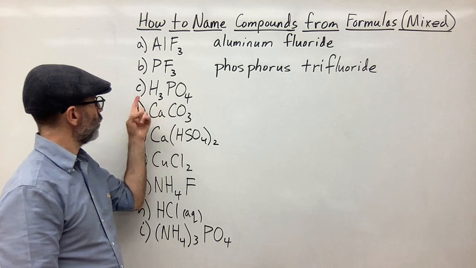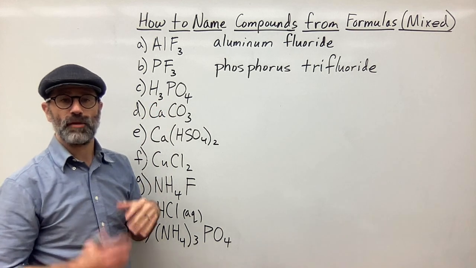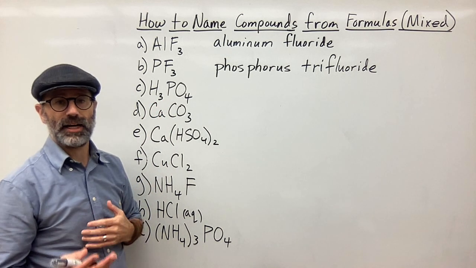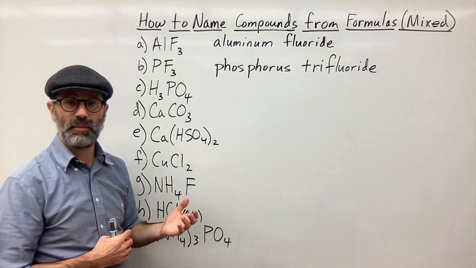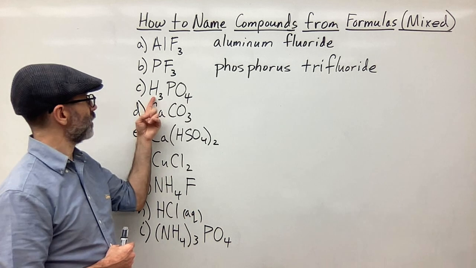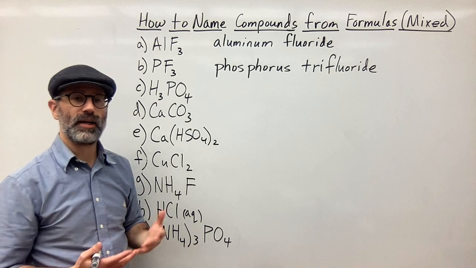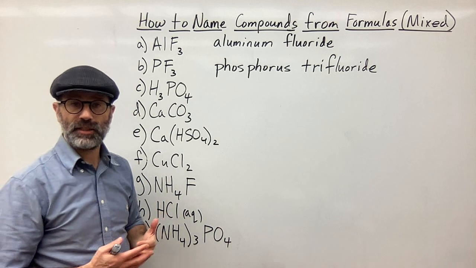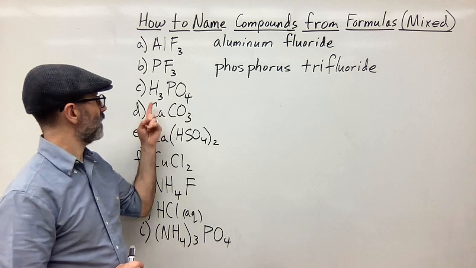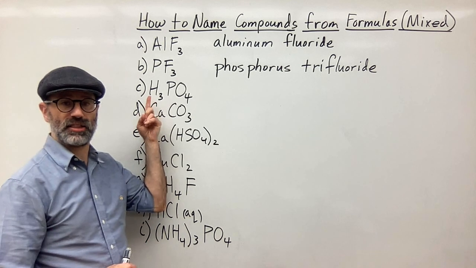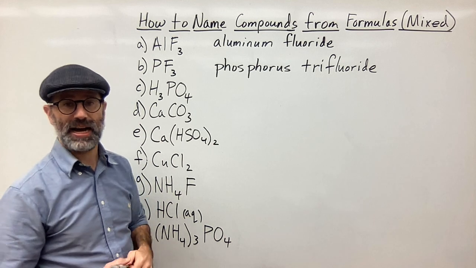Second or third, letter C, we have H3PO4. Again, first question is this ionic or covalent? Do we have a metal and nonmetal, or is it just nonmetals? In this case, hydrogen, phosphorus, and oxygen are all nonmetals, so we have a covalent compound. Second question, is this an acid or not? If it's an acid, it begins with hydrogen, and in this case, it does have hydrogen at the beginning, so this is an acid. So we're going to have to name this as an acid.